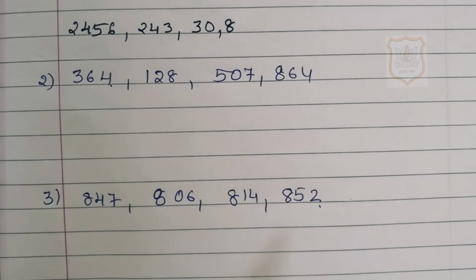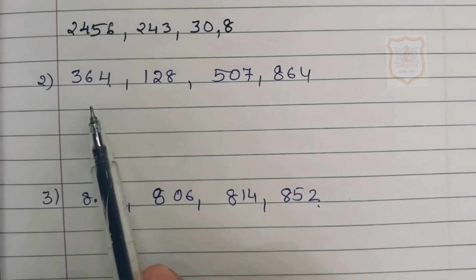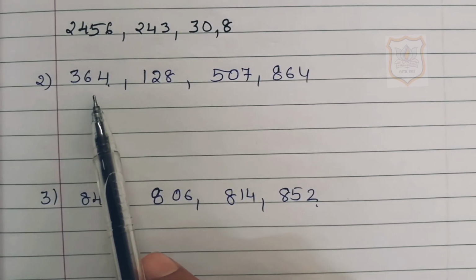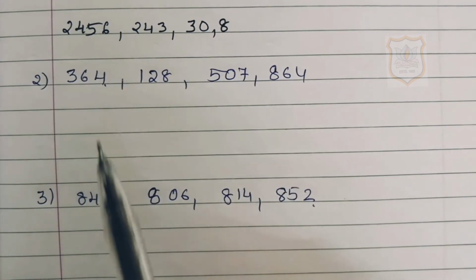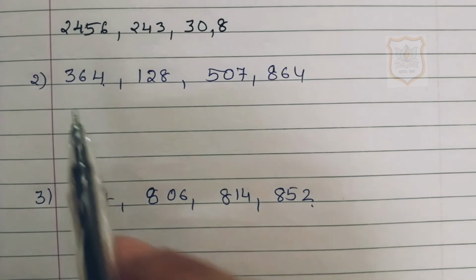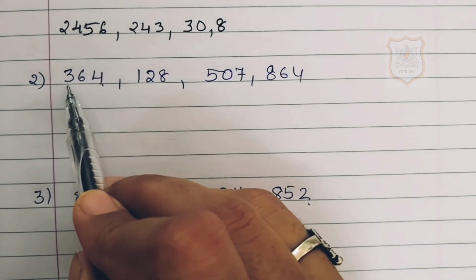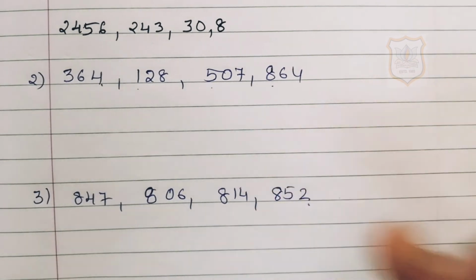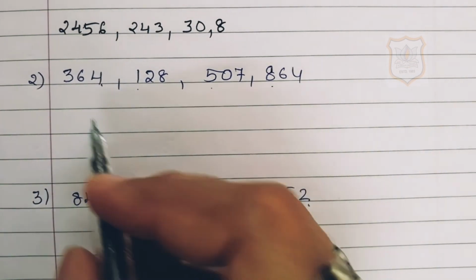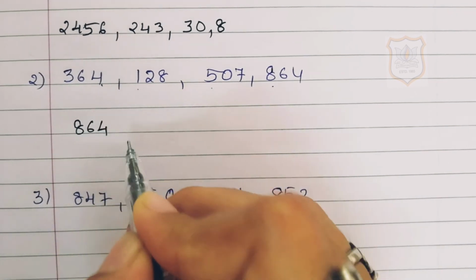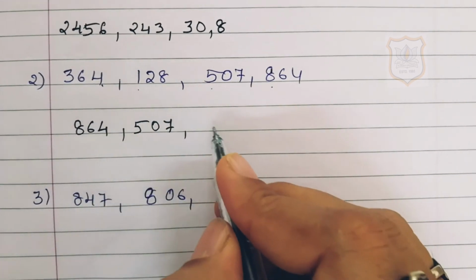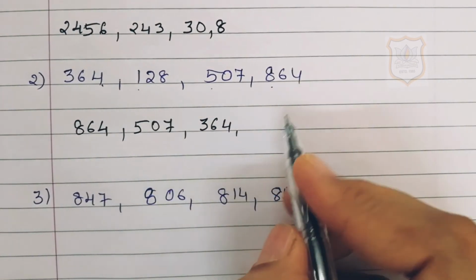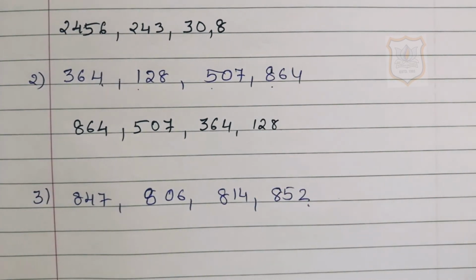Now we move to second example. Here students, you can see in these numbers have same number of digits, that is in each and every number there are 3 digits. So we will look at the number which is towards the extreme left. Here the number towards the extreme left is 3, here 1, here 5 and here 8. So the greatest number is 8. So we will write 864 first, as it is the largest number, then 507, then 364 and then 128. In this way we will arrange the numbers from largest to smallest.